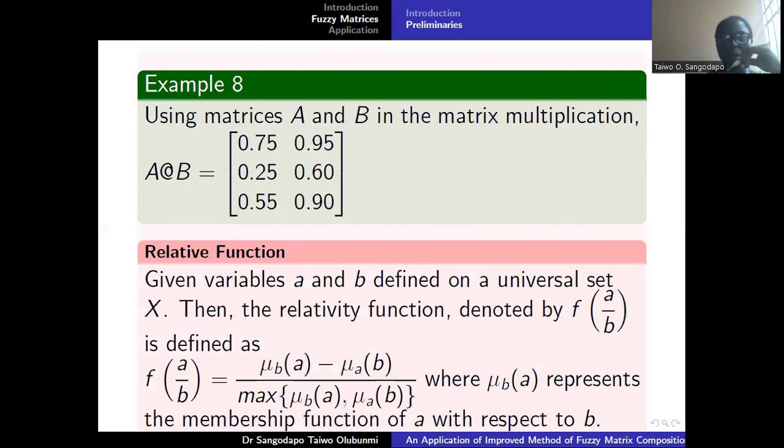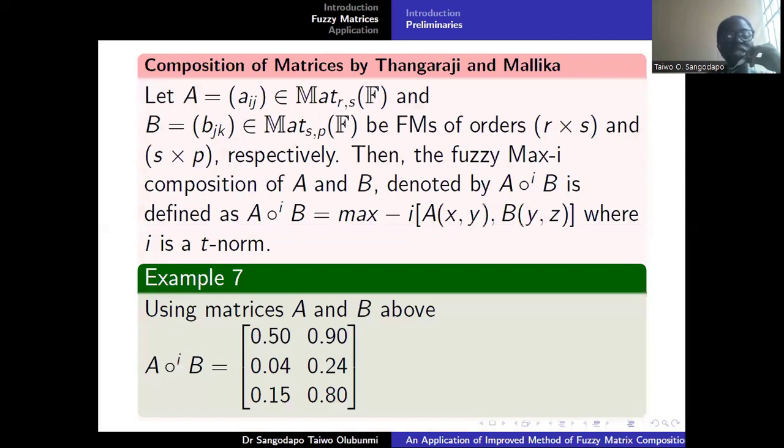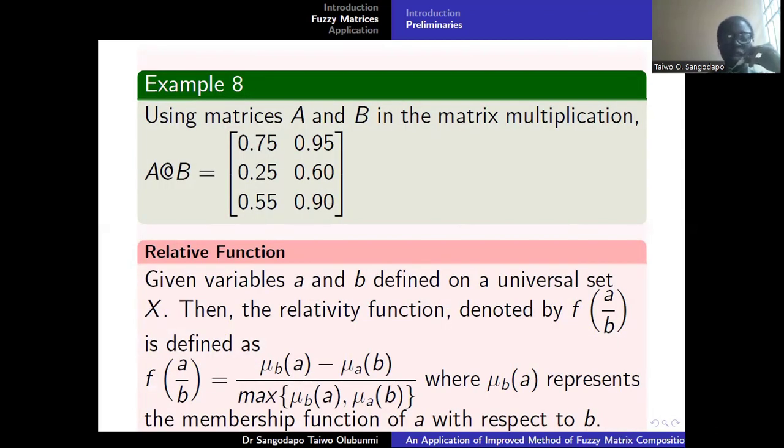Also, we have an example. When we use the same matrices A and B that we have used before, we arrived at all these entries, and we will see that the entries we have there are much higher than the one we have for this, which has an implication in our application. Also in our application, we make use of this relative function defined this way.